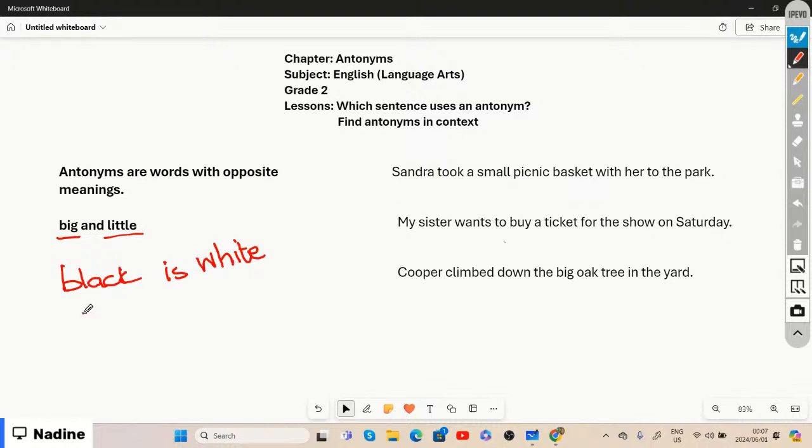What is the opposite of in? The opposite of in is out. The opposite of up, we can say, is down. And that is what we call antonyms. Antonyms are words with opposite meaning.